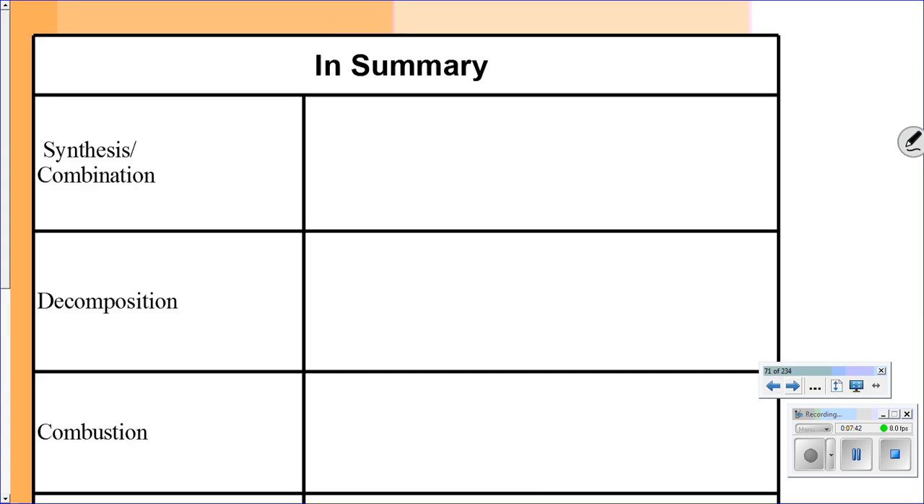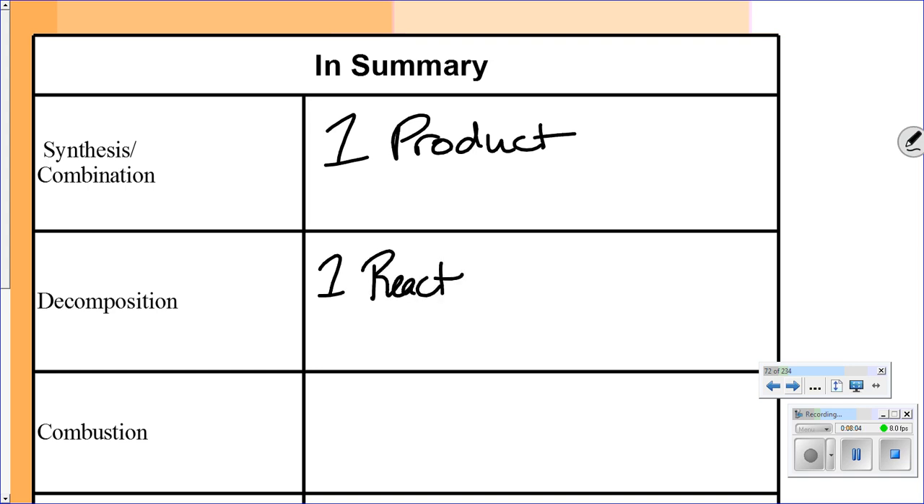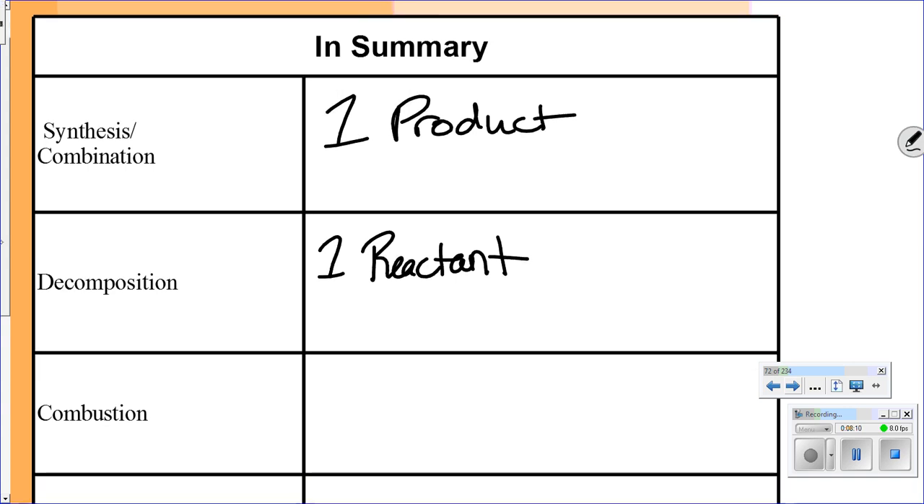So I just want to take a quick minute and summarize that. Sometimes synthesis reactions are called combinations. I prefer synthesis. When we're identifying a synthesis reaction, we're going to have always, every time, only one thing on the right-hand side. So we know we're going to have only one product. Whereas in a decomposition, we have one reactant breaking down, so one thing on the left. So it's the difference between one thing on the right and one thing on the left.